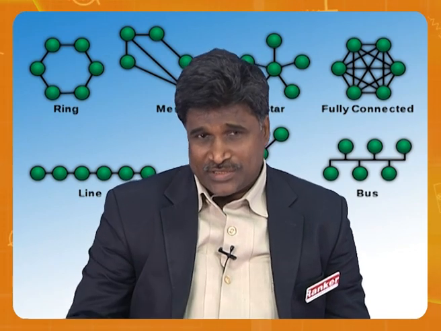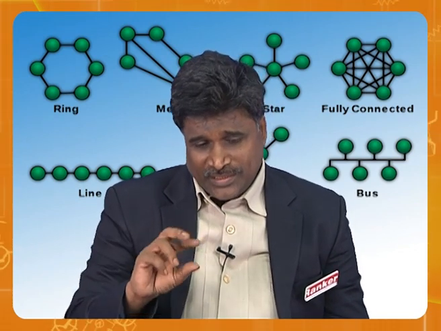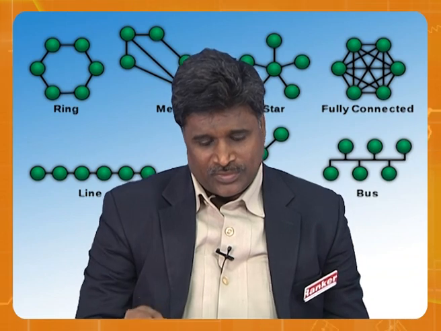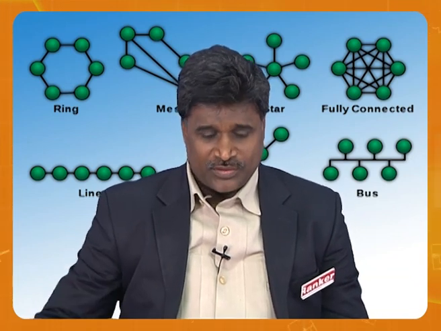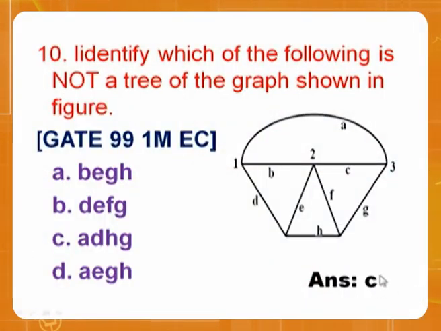So he is asking for tree. What should we say now? If anything is making a loop, understand that's not a tree. So therefore, the answer is C. Let me show you why it is C. Look at here, A, D, H, G. I am showing you in the figure. Please observe, carefully follow. One is A.